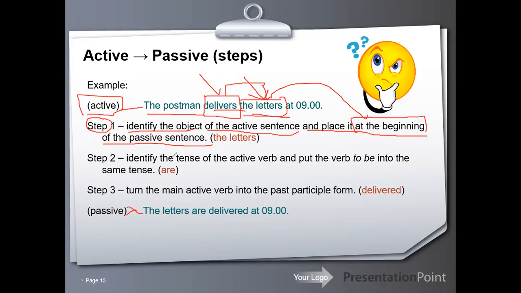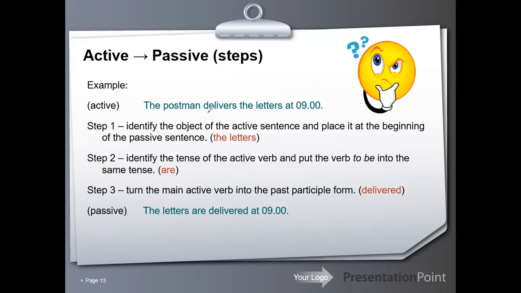Step two. Ya dijimos que vamos a identificar primero el objeto. Lo segundo, the second. Now we know that the object goes at the beginning. The second step, el paso dos, identificar el tiempo, the tense, of the active verb. Ahora, ¿qué tiempo es este? What is the tense over here? Simple present. Now, identify the tense. Ya lo identificamos. Okay.